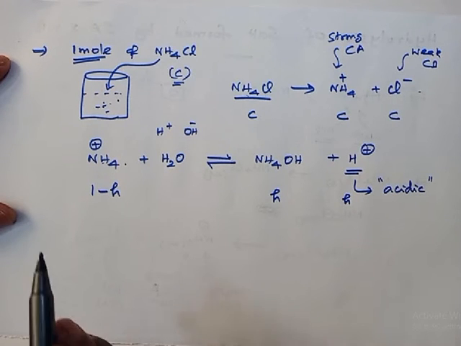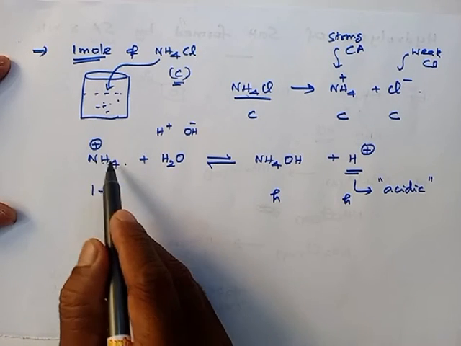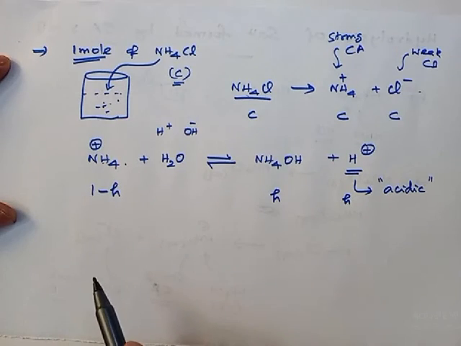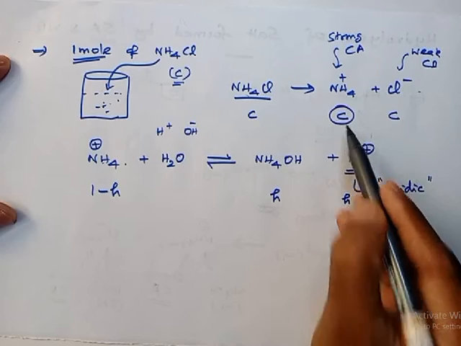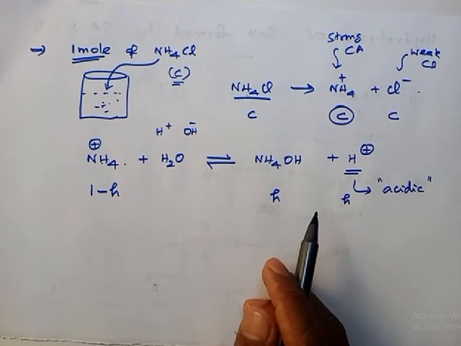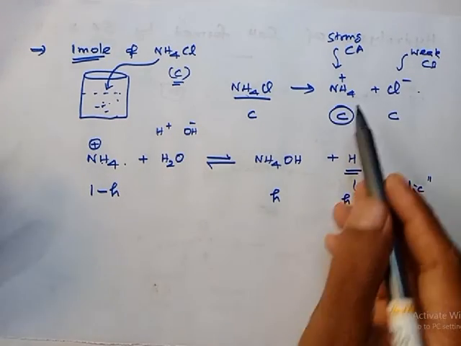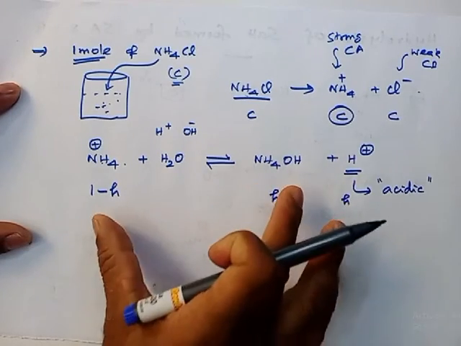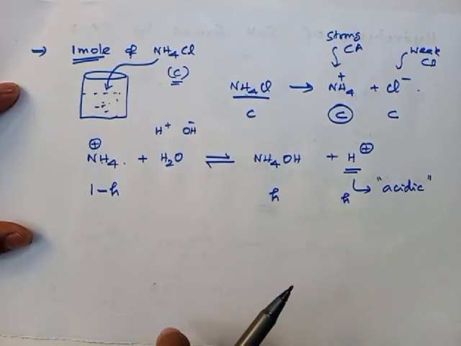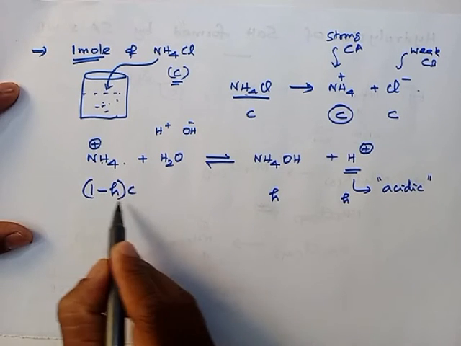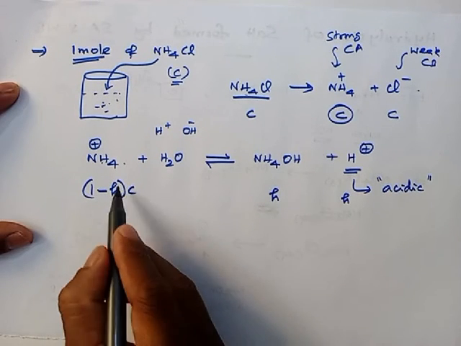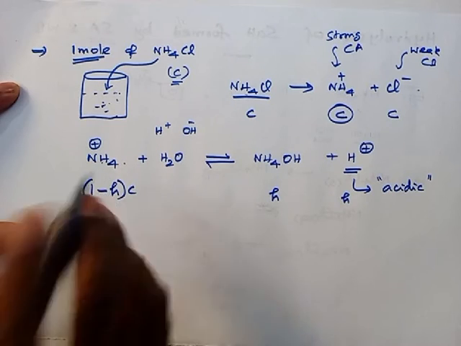Now what is the concentration of ammonium ion at equilibrium? See, the initial concentration of ammonium ion is C. But now, due to this hydrolysis reaction, the ammonium ion concentration in solution at equilibrium is not C. The equilibrium concentration now is (1 minus h) into C. This is the concentration of ammonium ion in solution now.